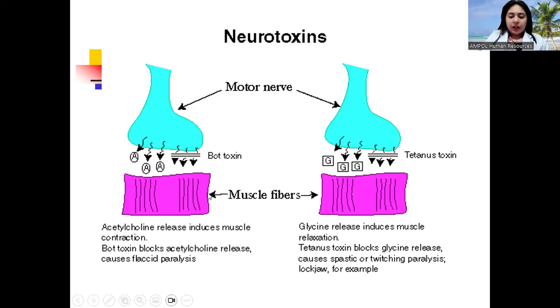This is the difference between your botulinum and tetanus toxin. Both are neurotoxins. This is the nerve, and this is the muscle. Tetanus toxin will block the glycine release. Glycine release induces muscle relaxation. Normally, your neurotransmitters release glycine so that our muscles relax. Tetanus toxin blocks the release of glycine, so there is no relaxation and we keep contracting. That's why it causes spastic paralysis, twitching, or lockjaw. That's the action of tetanus toxin.